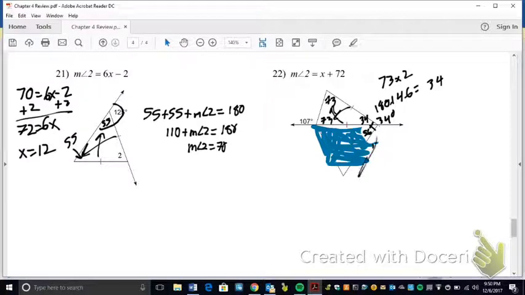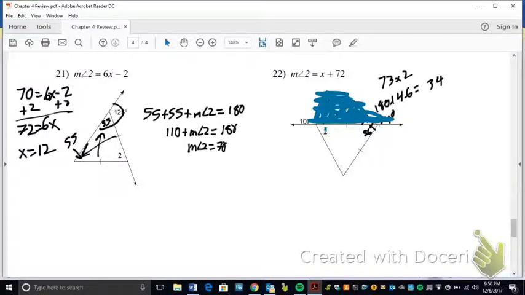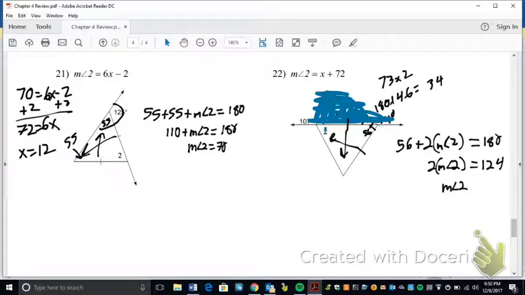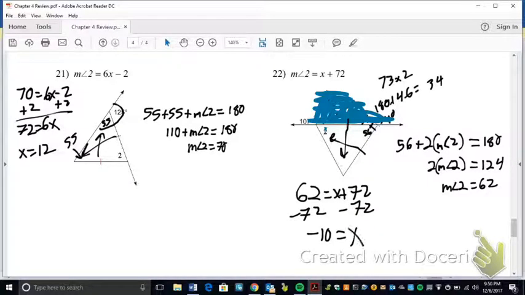Okay, so now we're going to switch what we're looking at. So we've got that vertex angle of 56. We know that the measure of angle 2 is one of the base angles, which means both base angles are going to equal that. So we go 56 plus 2 times the measure of angle 2 equals 180. Solve through again, just like we have in the past. We get the measure of angle 2 equals 62. Plug that in, and we get x equals negative 10.